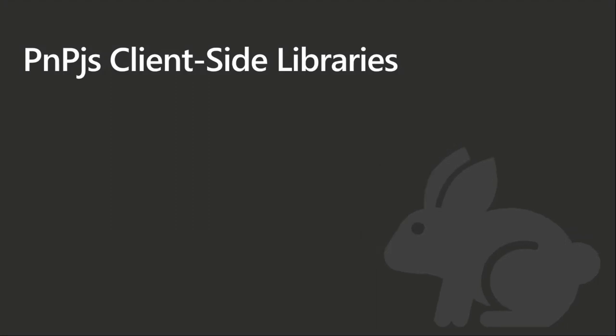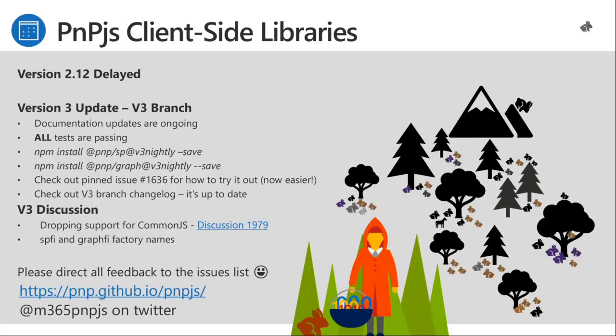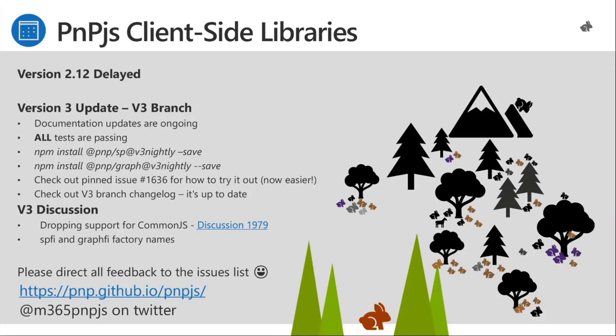Awesome. All right, let's move into PnP client-side libraries, otherwise known as PnPjs. Version 2.12 is a little delayed given the holidays. We understand that, no doubt. But version 3 is coming soon. There's all kinds of documentation going on. All tests are passing, which is fantastic. There's a discussion going on. It's a pinned discussion. So if you go into PnPjs in the GitHub, look for discussion 1979. It is pinned, so it's right there at the top, and you can absolutely contribute.